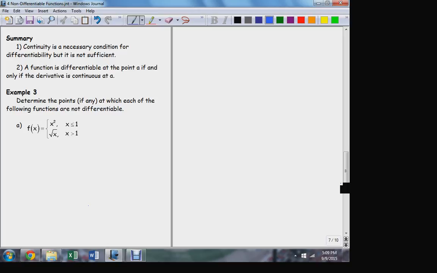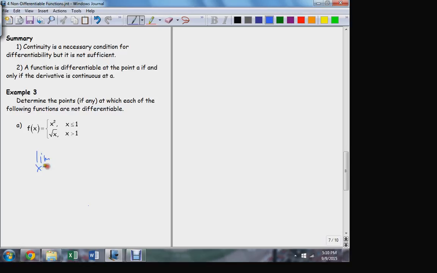Okay, so let's do a couple more of these. Number one, where does this function fail to be differentiable? Well, is there anywhere where it's not continuous? If there is a place where it's not continuous, it would have to be at one. So the first thing I'm going to do is check for that. If it fails to be continuous at one, then I'm done. It can't be differentiable. So let's check.